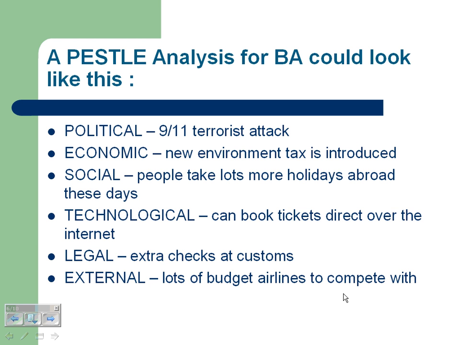All right, the second factor is economic. So a new environment tax is introduced. If the new environment tax is introduced, we discussed in class again options and things that British Airways could do. They could either pass that cost on to customers, or they could find a way to manage it within the organization by cutting costs.